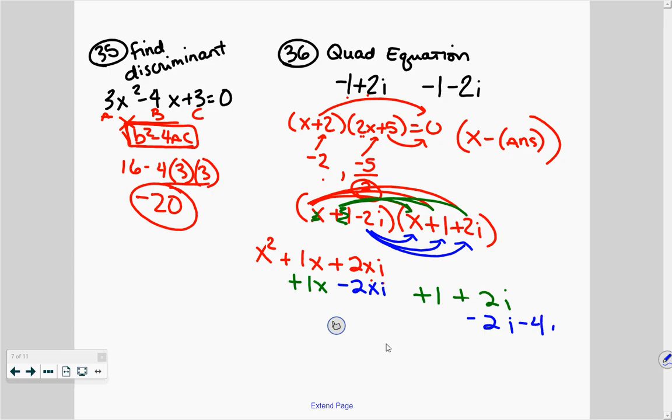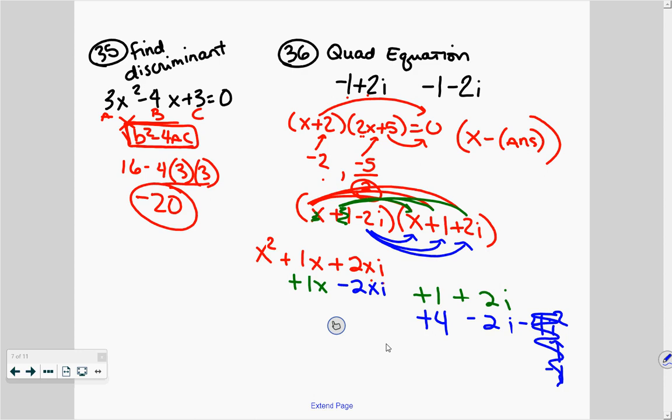But i times i is i squared. And we learned something about i squared. i squared is the same as having a negative 1, so it's going to change that negative 4 to a positive 4. So now I have another one to group with. Okay, so this guy's gone because I just rewrote it.